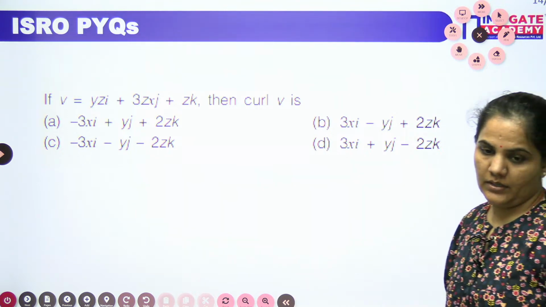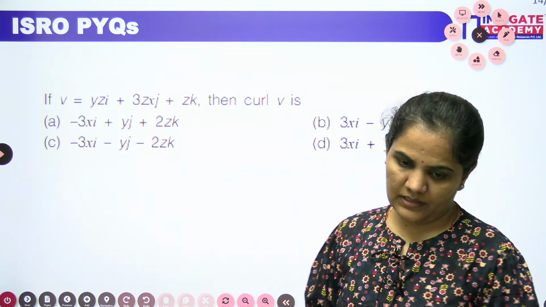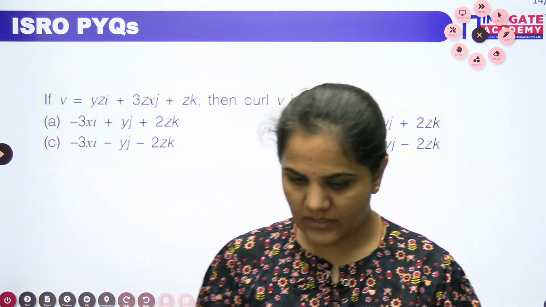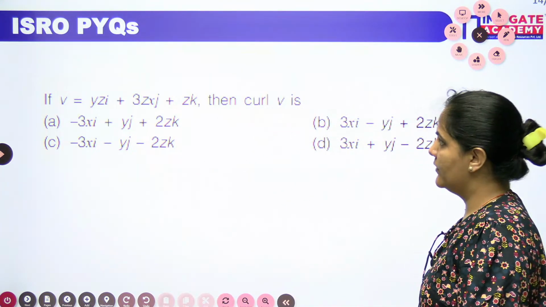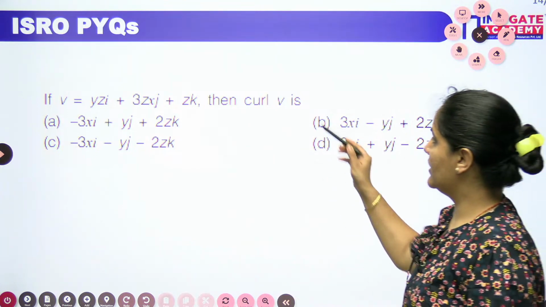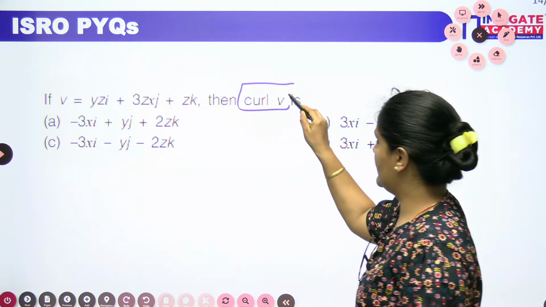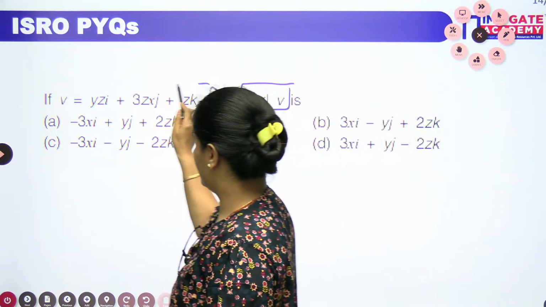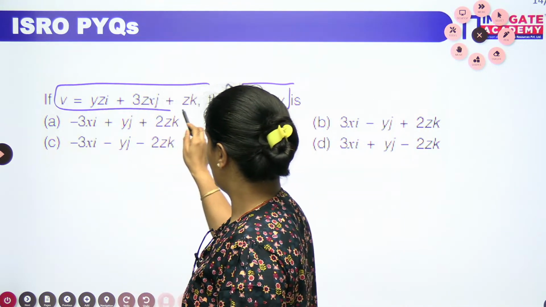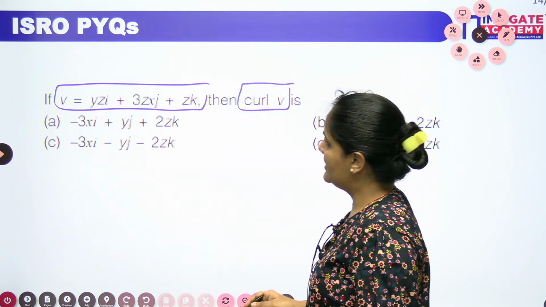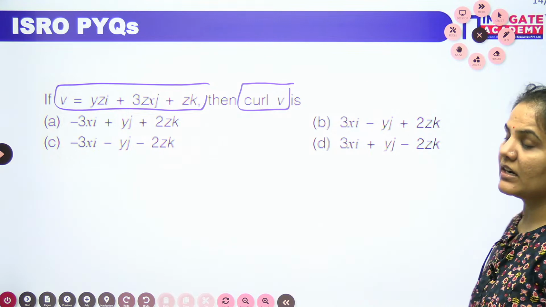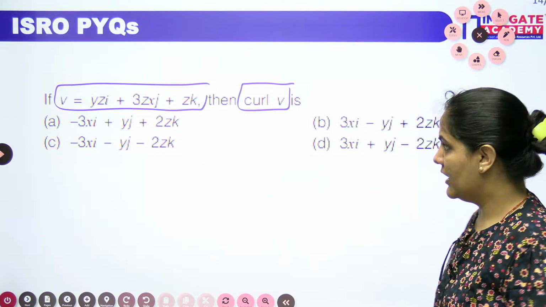Now I hope the thing is clear to everyone, a very simple thing. Now let's go for the next question, which is asking about the curl. This question is from vector calculus, asking about the curl of the given vector function. The vector function is given as yz i plus 3zx j plus z k, and we need to identify the curl of this v.